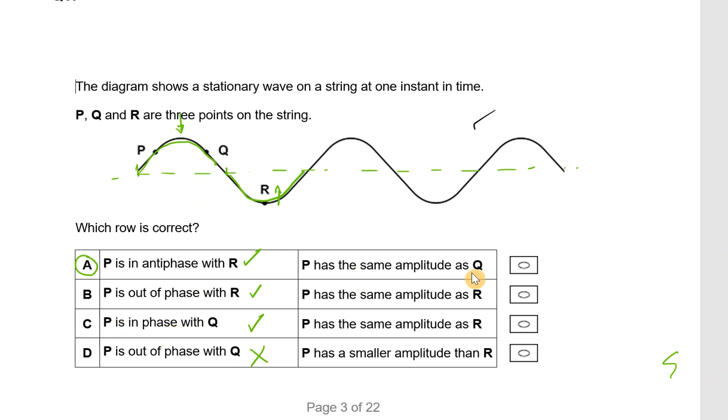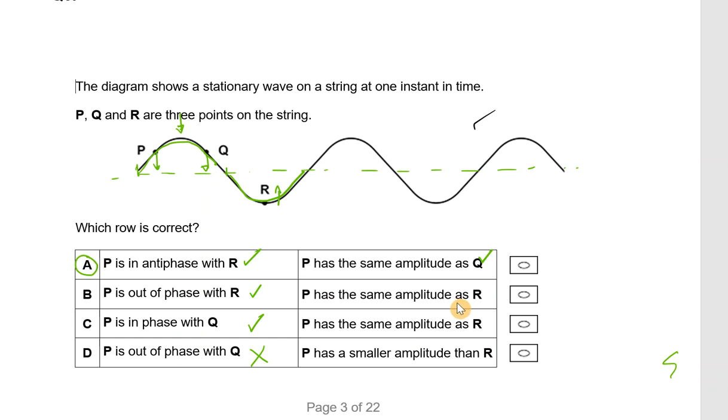P has the same amplitude as Q. Yes, it does. There's the amplitude of P and there's the amplitude of Q, and it's exactly the same, so that's a true statement. So we could have stopped there and ticked A. Let's have a look at the other statements though and see why they're not correct.